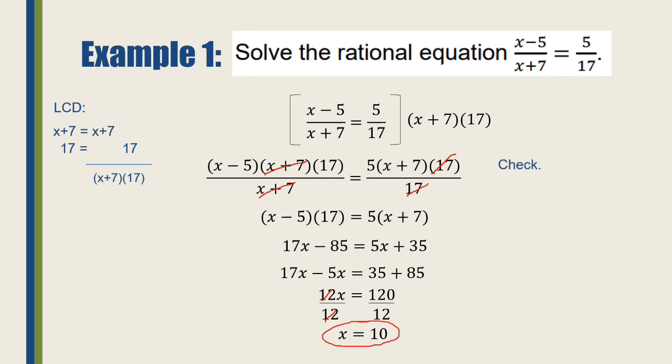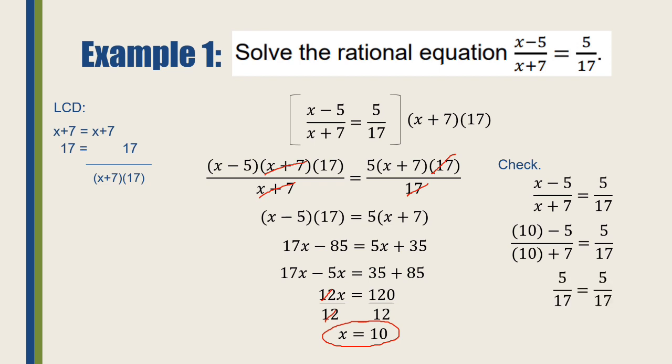Let us check if our answer is correct. So we have here the equation x minus 5 all over x plus 7 is equal to 5 over 17. Then we substitute 10 to variable x. So we have here 10 minus 5 all over 10 plus 7 is equal to 5 all over 17.